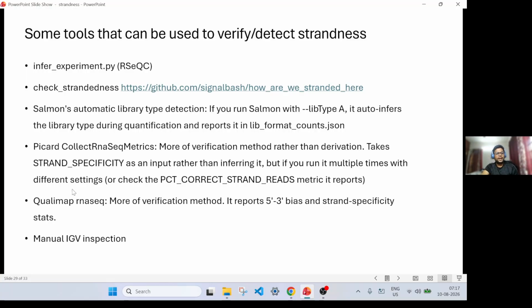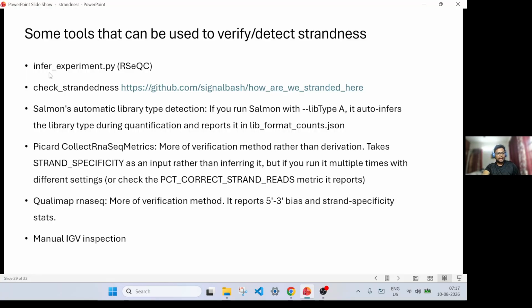Alternatively, you can use Qualimap. Again, it will report the 5' to 3' bias, and it also gives strand specificity stats, and you can use that to know what kind of library type you got. This is a better one, but it is very slow, and you have to manually visualize the colors of R1 and R2, and based on that you can decide what kind of strand it is.